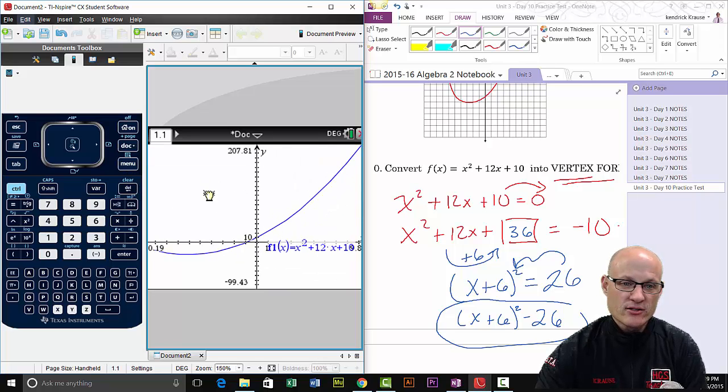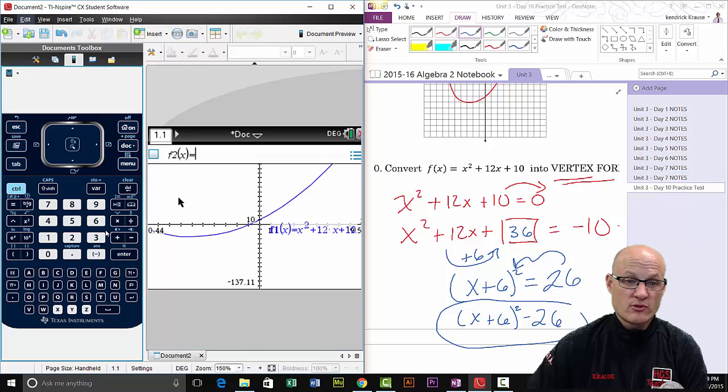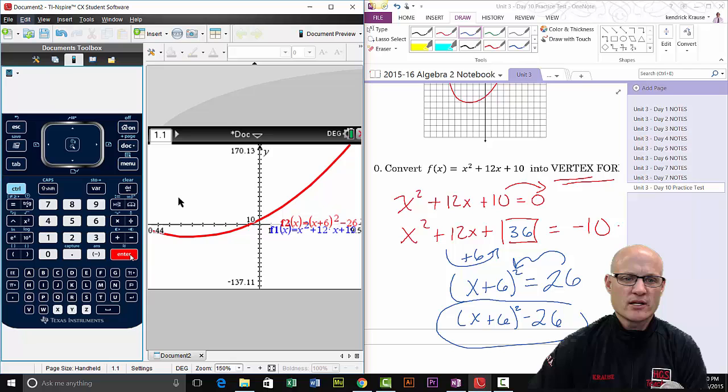Whatever. It doesn't matter, because what I want to do now is just tab and type in a new equation. My new equation is, of course, going to be parentheses x plus 6 squared minus 26. And hit enter. And notice it just wrapped right over it. It just printed right over it. And if it prints right over it, you got the right answer.